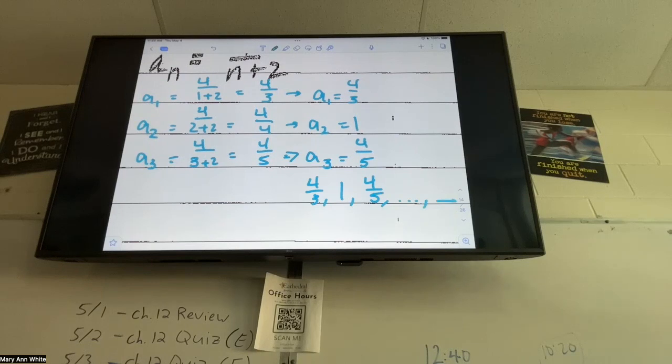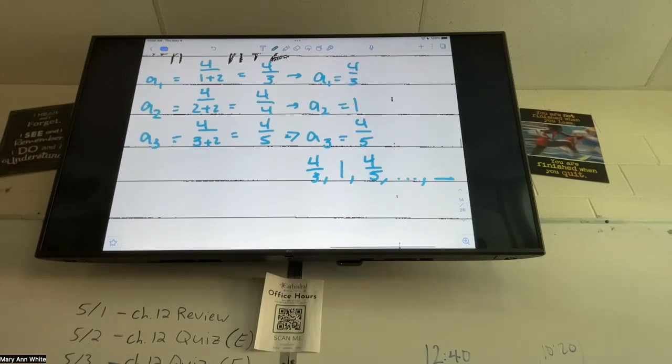All right, I've got my first, second, and third terms already. And now I'm going to do the same thing, and I'm going to do a sub 50.